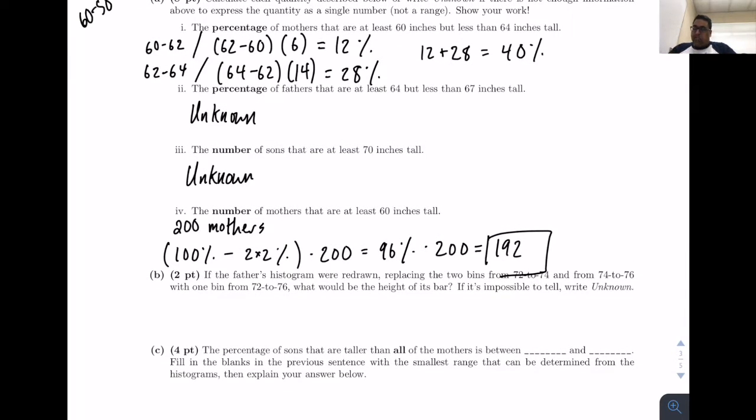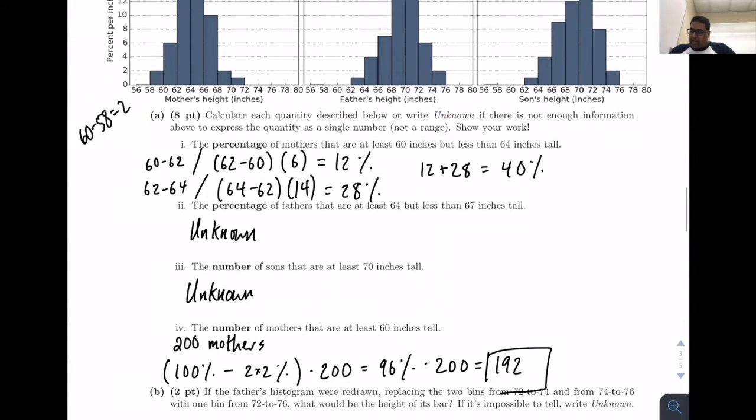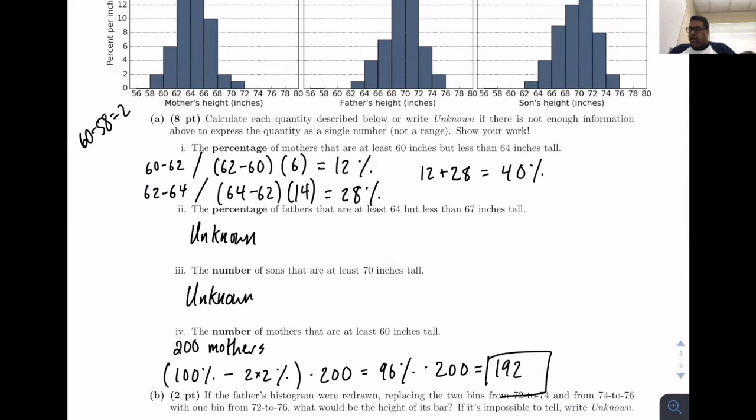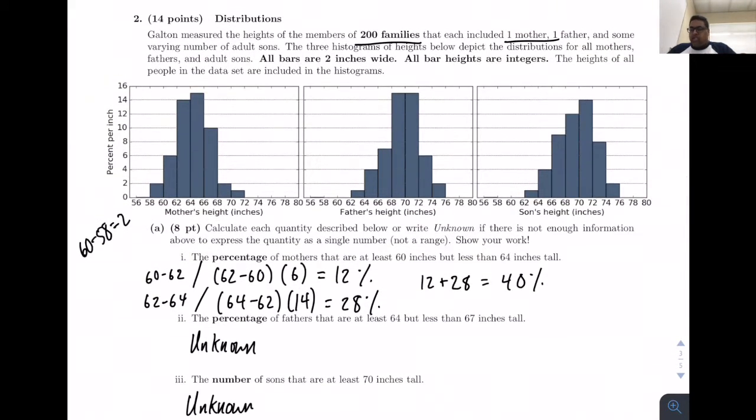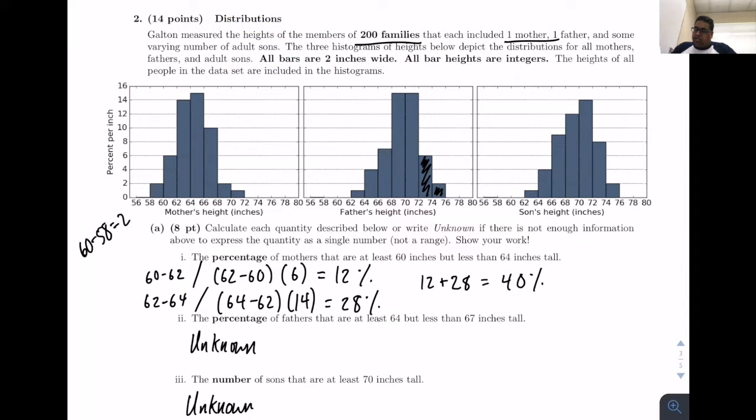Part B asks, if the father's histogram were redrawn, replacing the two bins from 72 to 74 and from 74 to 76 with one bin, what would be the height of that bar? And if it's impossible to tell, write unknown. So let's look a little bit at this histogram, right? So we see we have a bin from 72 to 74 and a bin from 74 to 76. And the question asks, if we had to replace this with a bin that was from 72 to 76, probably looks something like that, what would be the height of that bin, right?